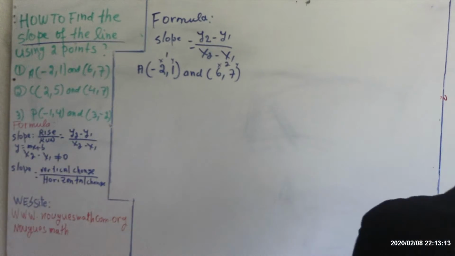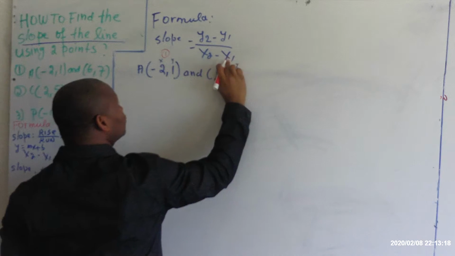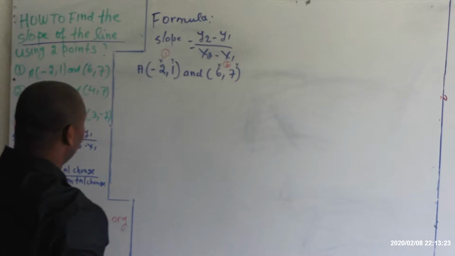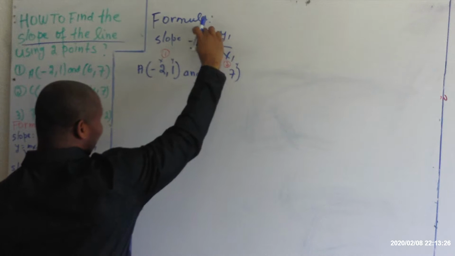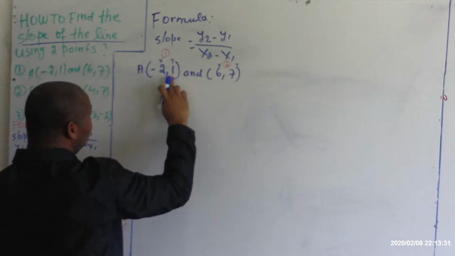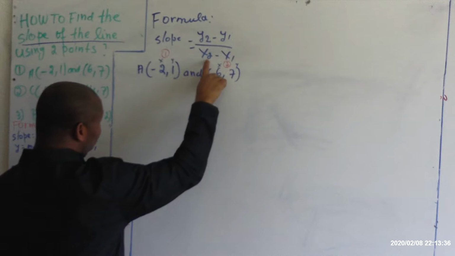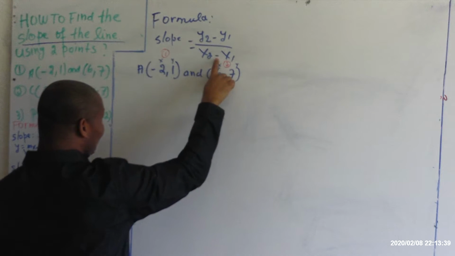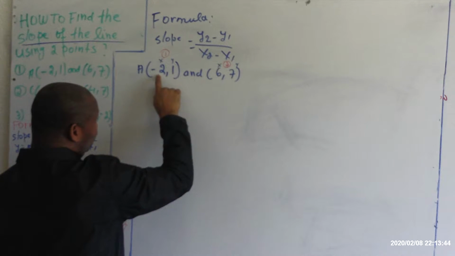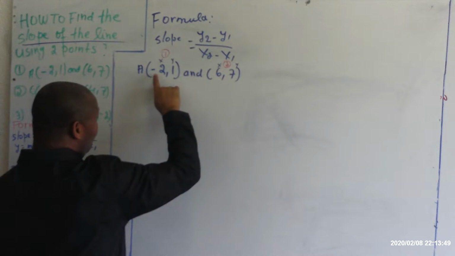Let me write it with another color for you. This is 1, this is 2. Alright, so when I say y2, that's going to be 7, minus y1. y1 is going to be 1, because this is 1, this is 2. So x2 is going to be 6 minus x1. x1 is going to be negative 2. As we already have a negative sign, that's going to be converted to positive 2.